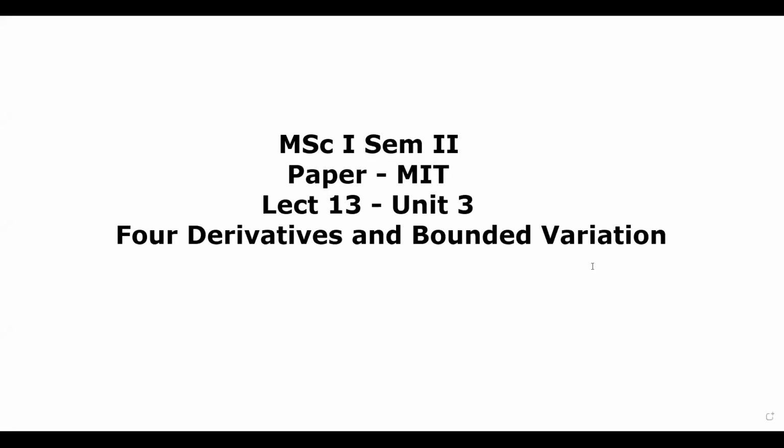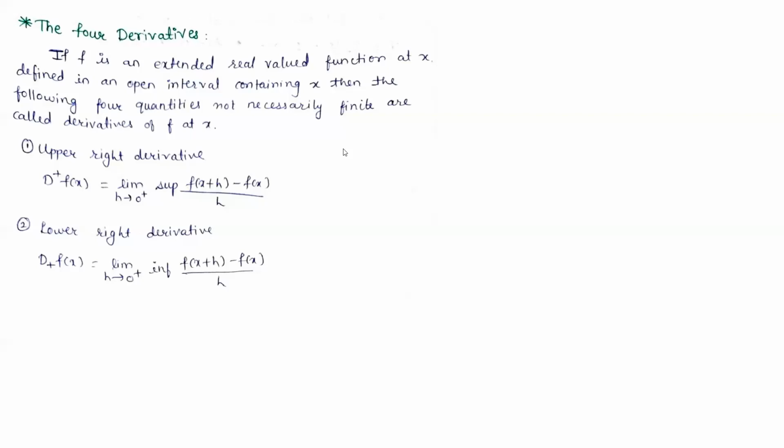Hello students, in this video we will start unit number 3 of paper MIT. So the first article is Four Derivatives and the second one is Bounded Variation. Both the articles we will study in this video. So the first definition is four derivatives.